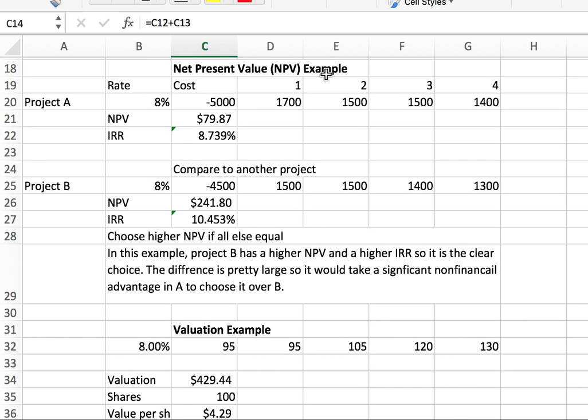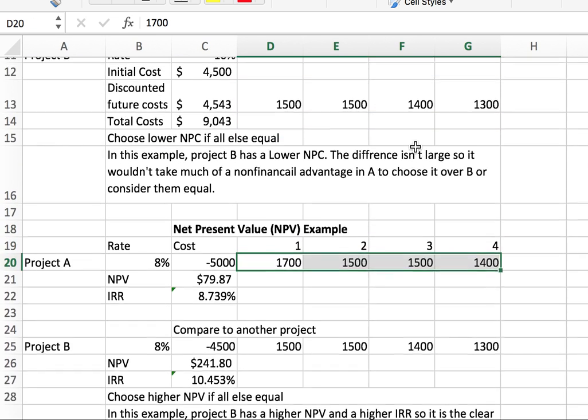Net present value is a different example. We have project A and project B again. The rate here I've changed to 8%, no big deal. This has two different directions of money. The money going out up front is the cost of the project. We're spending, in this case, $5,000 for the project. In the future, we're going to receive $1,700, $1,500, $1,500, and $1,400 cash inflow. So this is cash out, and this is cash in.